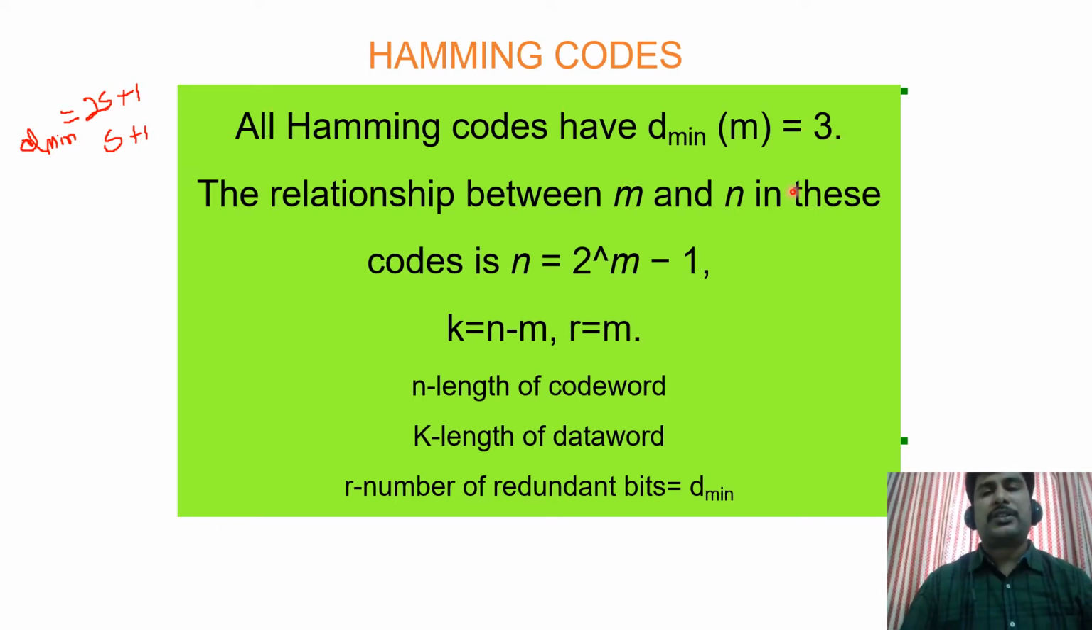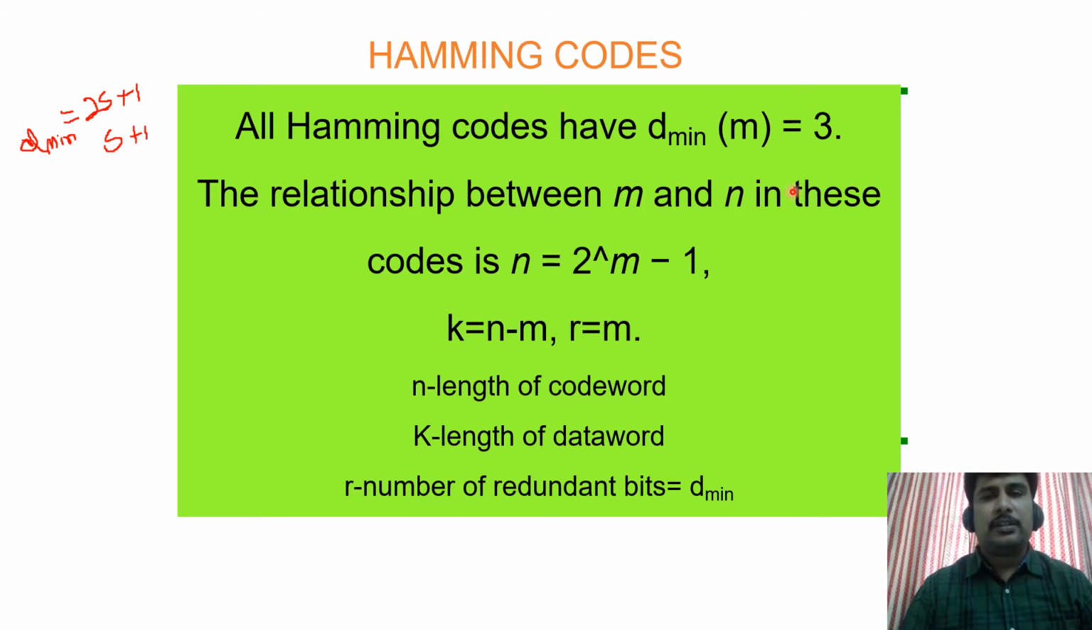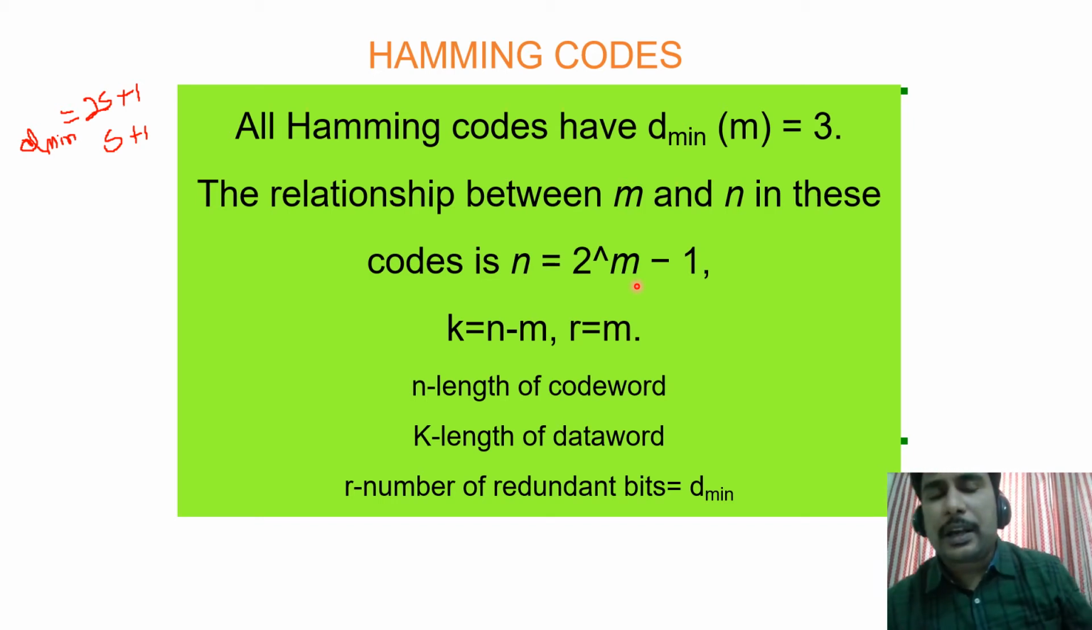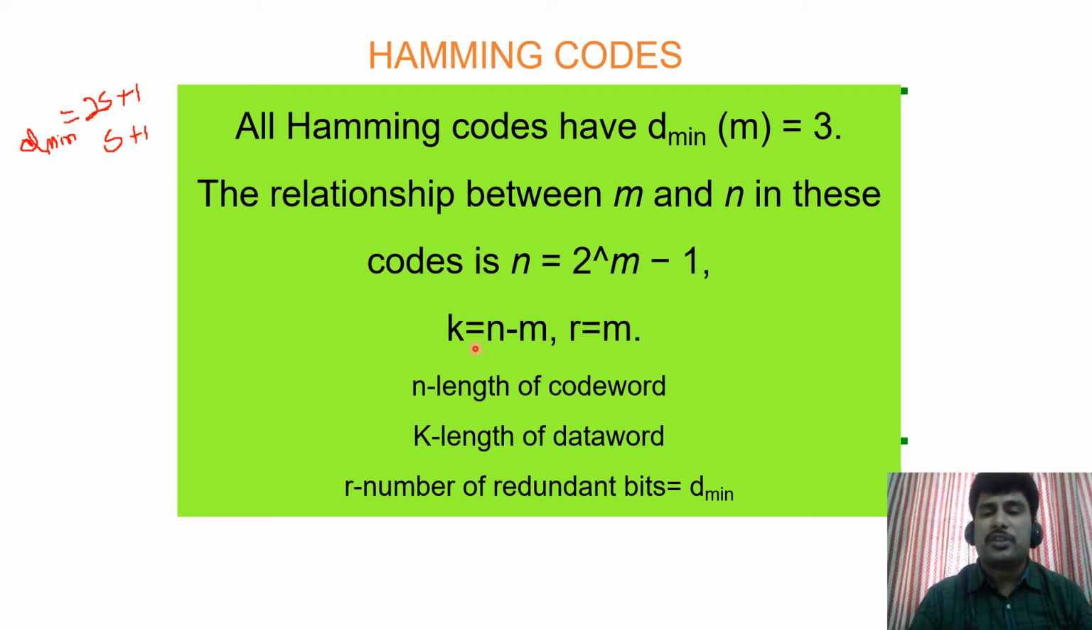Now here we need to find the relation between the length of code word n, data word which is represented with k, and the number of redundant bits, which here is equal to m. So what is the relation between n, k and m? First, to determine the length of code word n, the relation we have to use is 2 power m minus 1, where m stands for the number of redundant bits. In this case, we are taking m equal to 3, so n equals 2 power 3 minus 1, which is 7. Once you know the value of m and n, the value of k is determined by the equation k equal to n minus m, which is 7 minus 3 equal to 4. So n equals 7 and k equals 4.